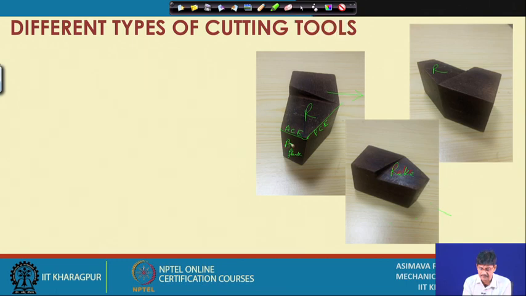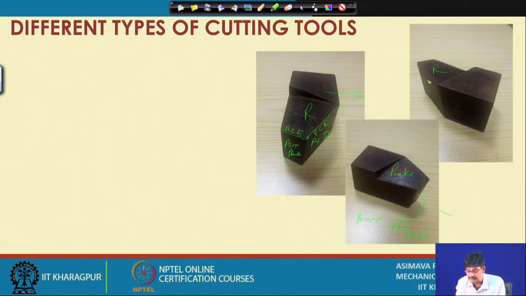This is auxiliary flank. Okay. This is principal flank. For example, this one is auxiliary flank. Oh, it is hardly visible. Auxiliary flank.